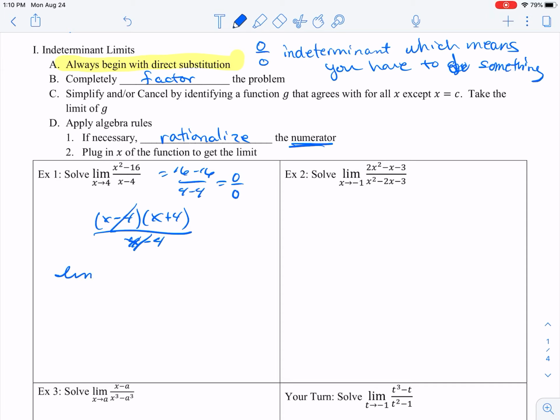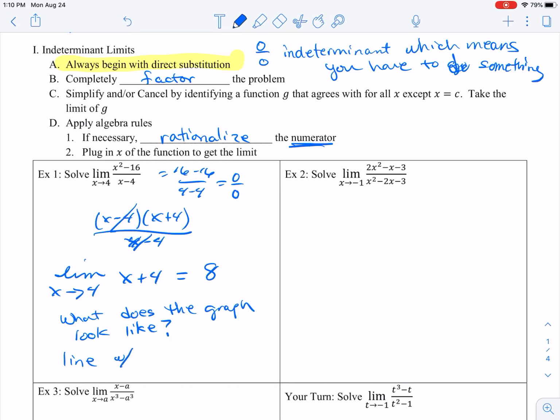And now I'm taking the limit as x goes to 4 of x plus 4. I plug in the 4 and I get 4 plus 4, and that's 8. Anybody know what the graph is? What does the graph look like? Yep, you're right. Line with a hole in it. I'm going to ask you that a lot. I want you to be able to picture graphs in your head quickly. A quick sketch. Know what they look like.